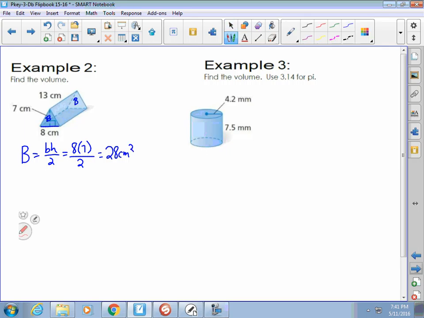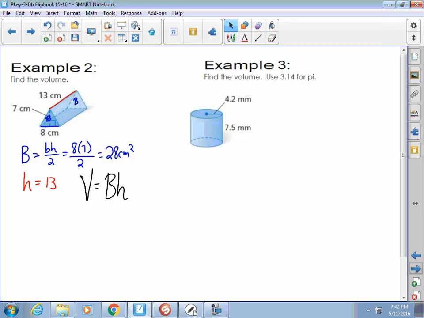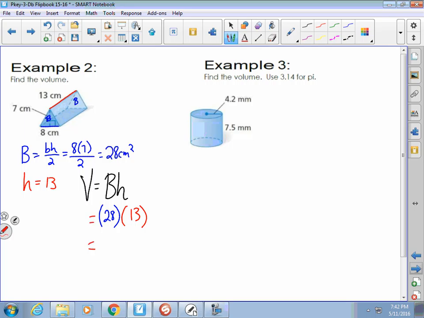Now what I need to identify is the height of the prism. The height of the prism, that's our distance between the bases, it's right there, is the 13. So now I can go straight to plugging into the formula. The volume is capital B H, area of the base times the height. So we know that the area of that base was our 28, and we saw that our height was 13. So we're going to just do 28 times 13, and we get 364 centimeters cubed. Okay? I'm going to box that answer.